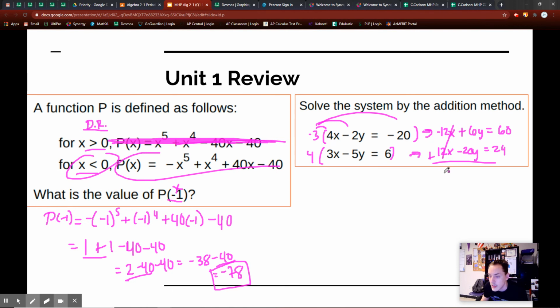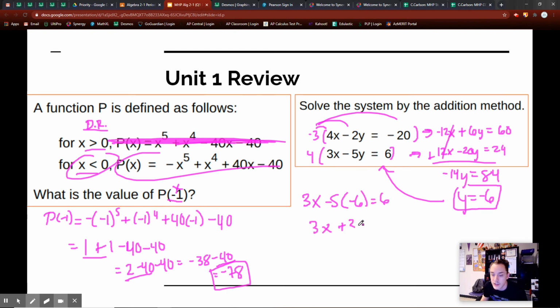I add, goes poofy. I'm left with negative 14y equals 84. And I believe 84 divided by 14 is 6. Yep. So I divide that, so y equals negative 6. Plug it in. Let's just plug it in the bottom one. So 3x minus 5 times negative 6 equals 6. So 3x plus 30 equals 6. So 3x equals negative 24, and so x equals negative 8. So that means my actual answer is negative 8, negative 6.